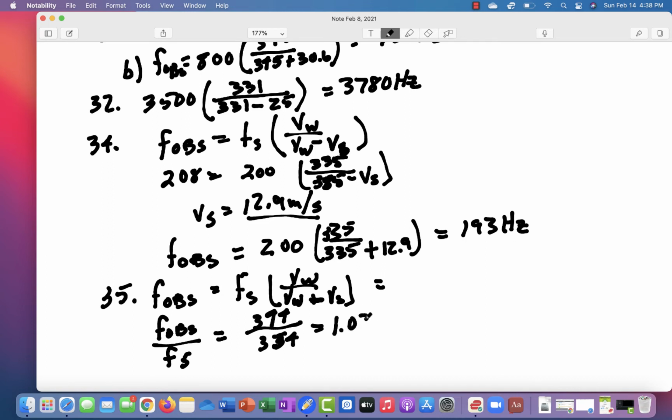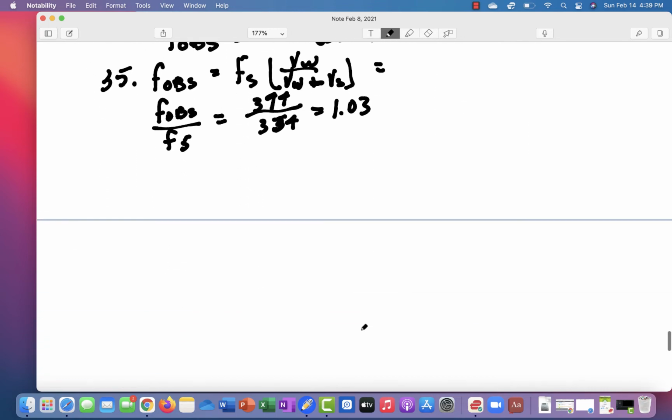So it actually changes the frequency by 3%, and therefore you can hear the difference because you can detect 10 times that much.